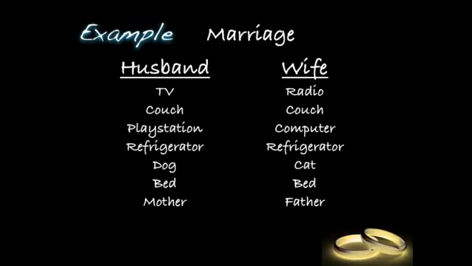For example, if a couple were to get married, the husband brings a list of items with him to the marriage, and the wife brings some items as well to the marriage. So on the left, the husband has brought a TV, a couch, his PlayStation, his refrigerator, his dog, a bed, and he brought his mother to the marriage.